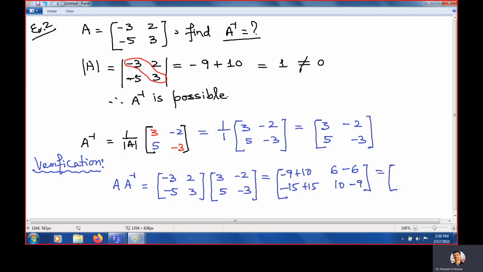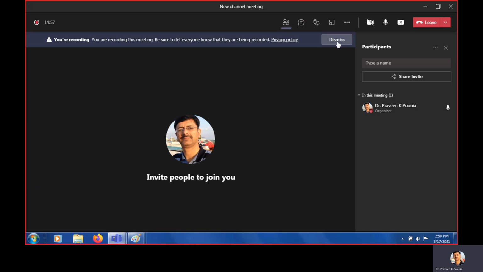And if you simplify this, you will get 1 0 0 1. Because 10 minus 9 is 1, 6 minus 6 is 0, 15 minus 15 is 0, 10 minus 9 is 1. And it is equal to the identity matrix. That means our inverse is absolutely correct. There is no question on the verification. I just explained this extra. This is the A inverse. So thank you very much.